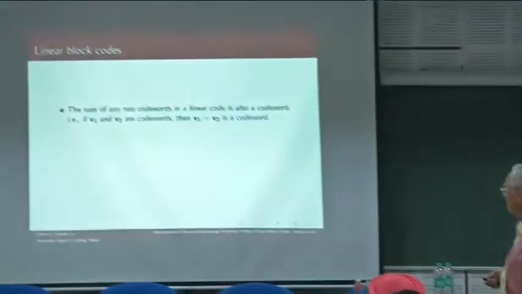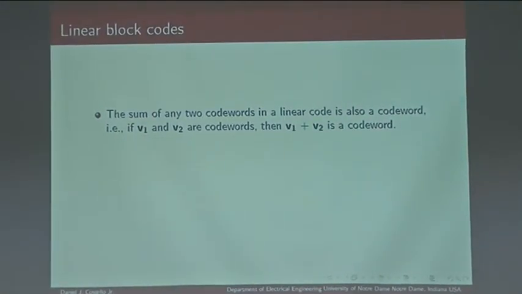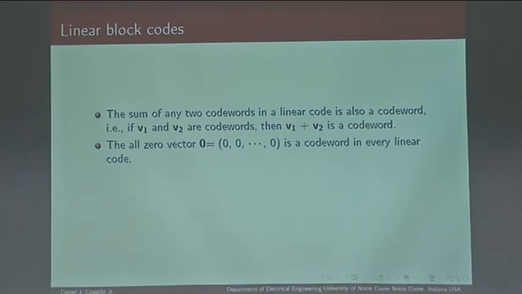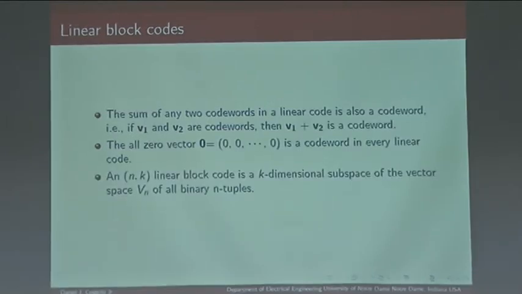Okay, so the sum of any 2 code words in a linear code is also a code word. That's just the property of a subspace of a vector space. So if V1 and V2 are both code words, then V1 plus V2 is also a code word. And the all 0 vector is automatically a code word in every linear code, which we can see easily. If the input sequence is all zeros, then we multiply every row of G by 0 and we get the all 0 code word. Nonlinear codes maybe don't have the all 0 code word as a code word.